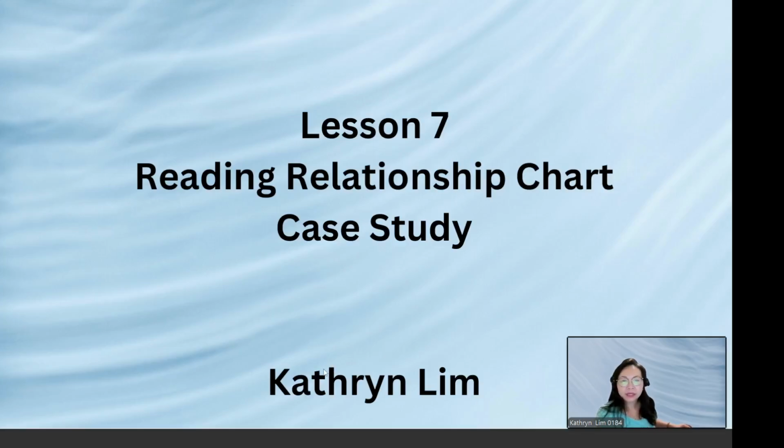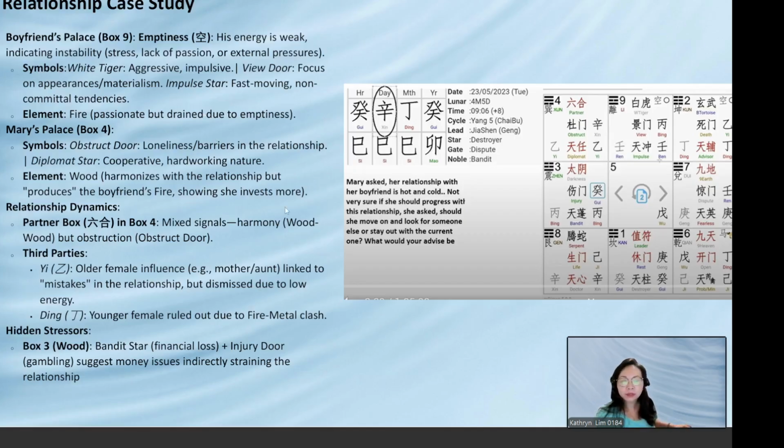Okay, in lesson seven, we are going to read more about the relationship chart. Okay, let's see. This is one of the relationship charts that Master has shared with us. It's about an asker who would like to know why the boyfriend is treating her hot and cold, on and off, and whether she should progress with this relationship or move on to look for somebody else. So what kind of advice would you give her?